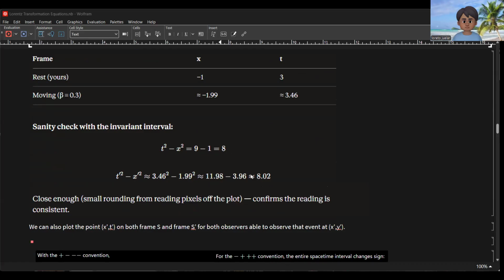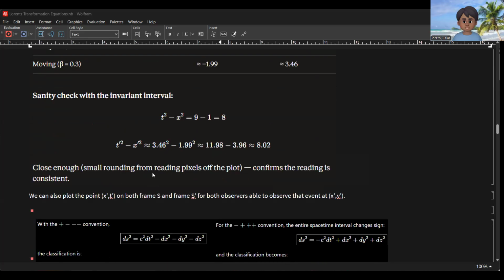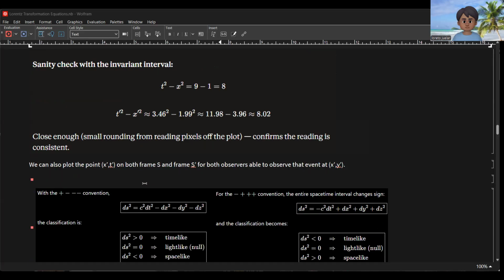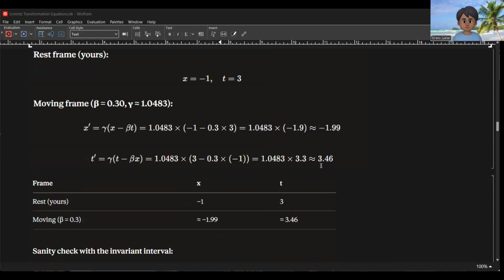So this is greater than 0. We also have t prime squared minus x prime squared, that is also equal to 8.02. So close enough, a small rounding error from reading the pixels of the plot. So this confirms the reading is consistent. We can also plot the point x prime, t prime on both frame S and frame S prime, for both observers able to observe the event at x prime, y prime.